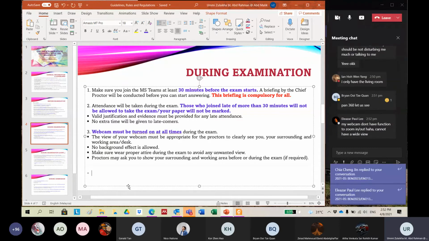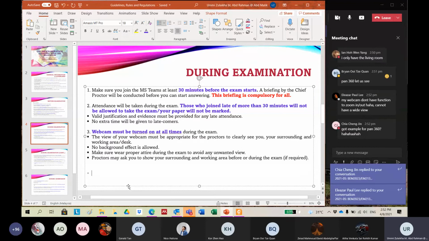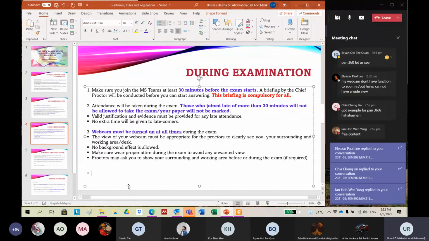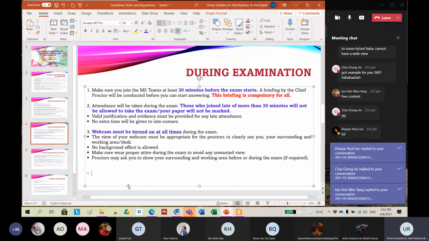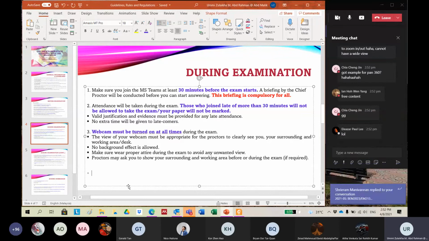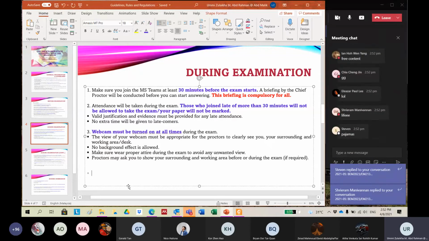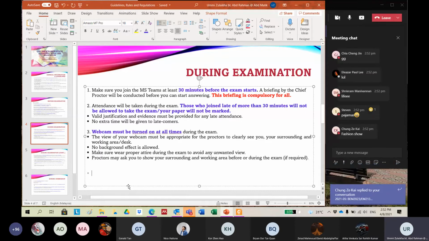I'm being truthful, because last time there was a case: the mother just came out from the toilet after taking a shower and walked behind the student. So you need to remind them, or maybe it would be safer if behind you is a wall, you understand? Rather than a toilet, because sometimes you cannot stop your family member from using the toilet, right? So better do it like that. Otherwise, this Shriram can see your sister, cannot. Chung Zikai can see this Ian.